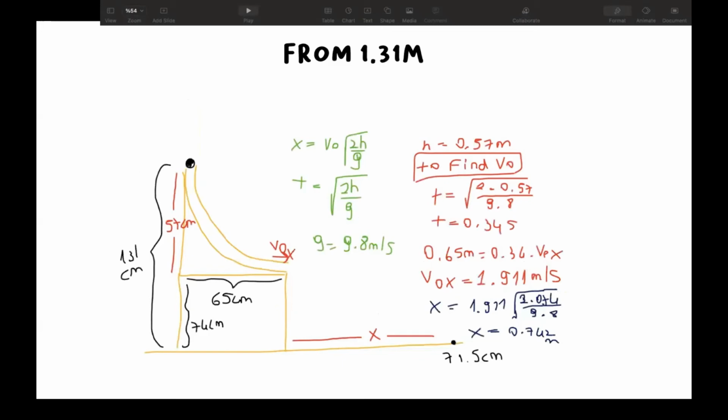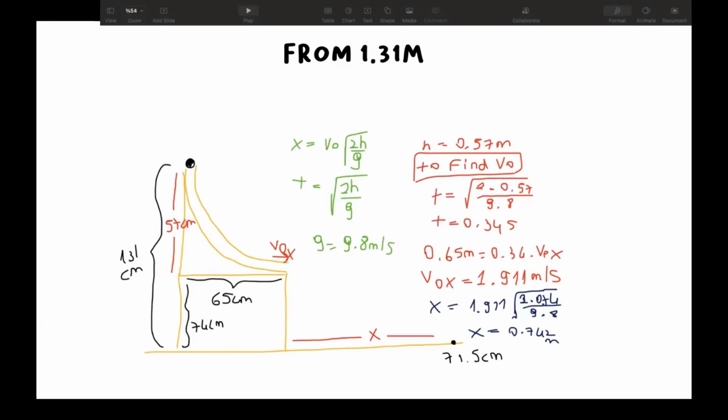When we throw the marble from 131 centimeters, the height without the table will be 57 centimeters, and the horizontal distance of the marble will be 65 centimeters. First, I found the time the marble traveled with the formula: time equals the square root of 2 times height divided by the gravity force. Our gravity force is 9.8.